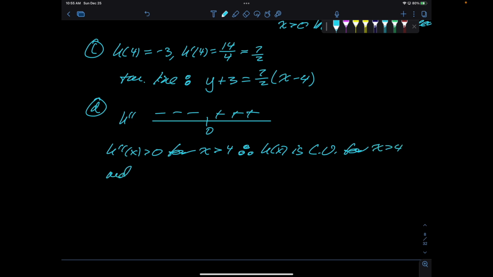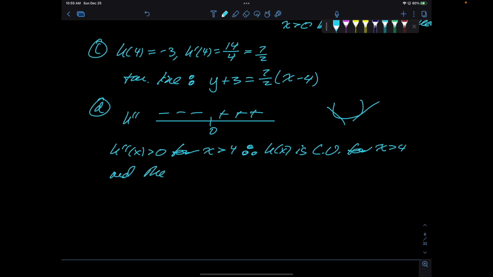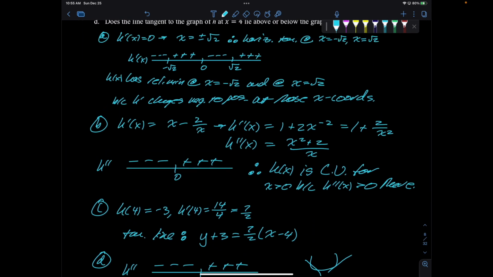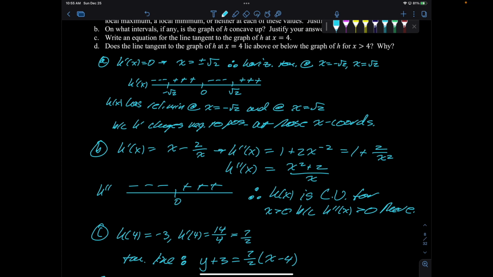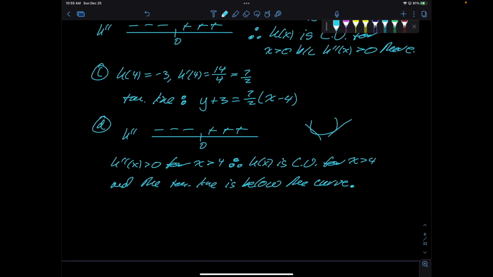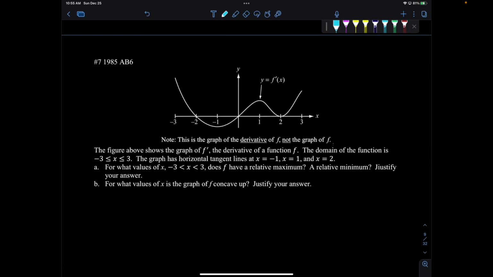And the tangent, so concave up is like this. You can see concave up, no matter where you are, the tangent line is below the curve. So I think that's the answer: the tangent line is below the curve. Okay, there you go. Nice. That one was pretty straightforward.